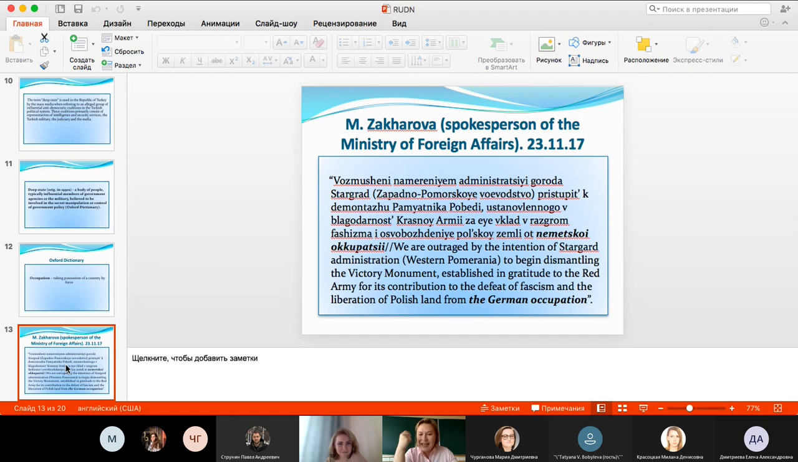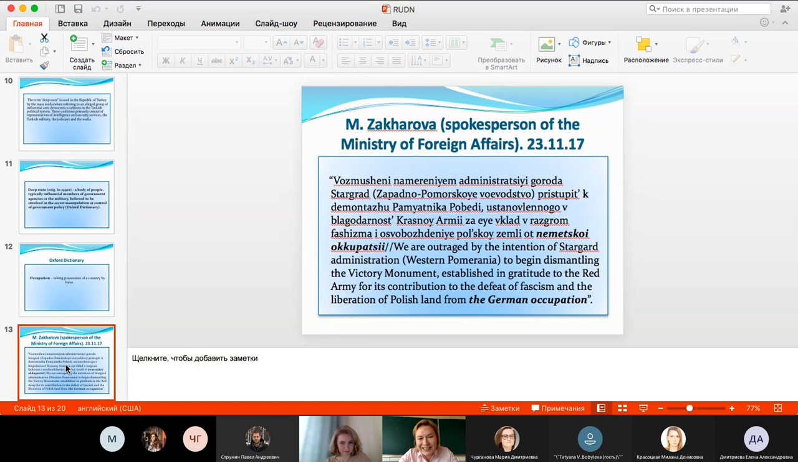So, the simultaneous interpretation was as follows. We are outraged by the intention of Stargrad administration, Western Pomerania, to begin dismantling the victory monument established in gratitude to the Red Army for its contribution to the defeat of fascism and to the liberation of Polish land from the German occupation. So the interpreter decided to render this ideologically bound unit, German occupation, by using the following: the German occupation.